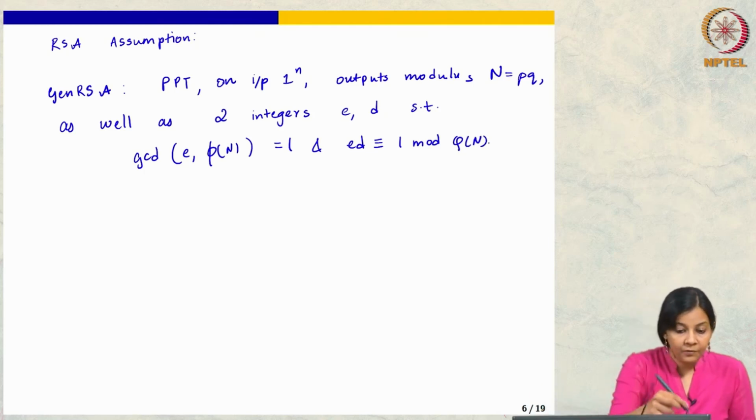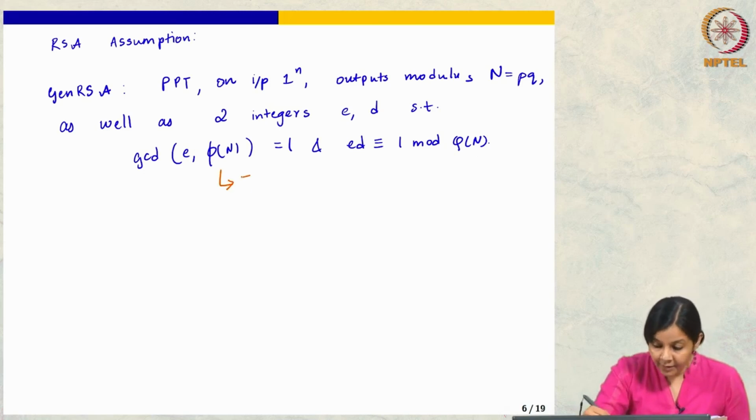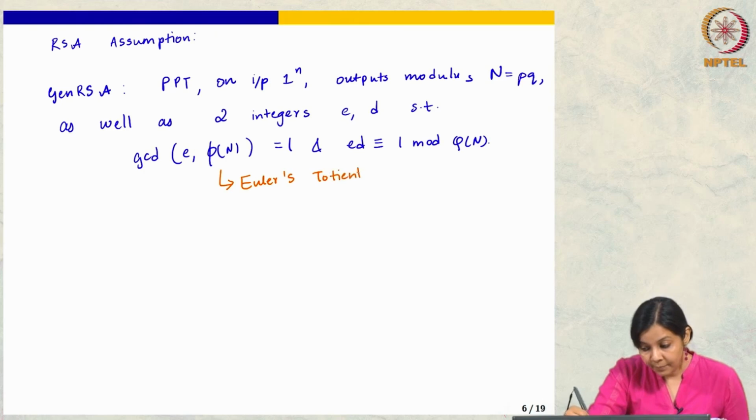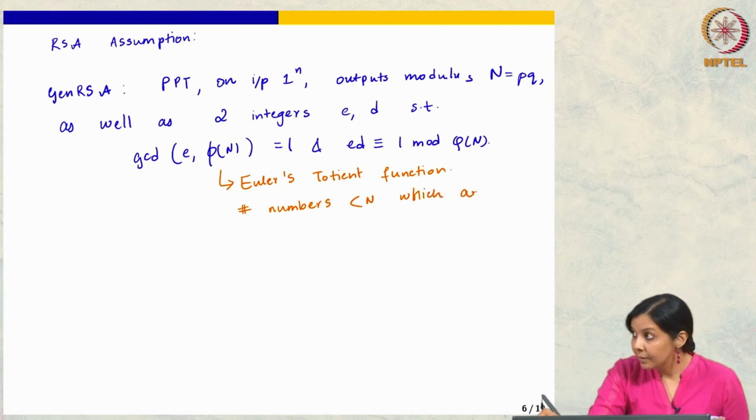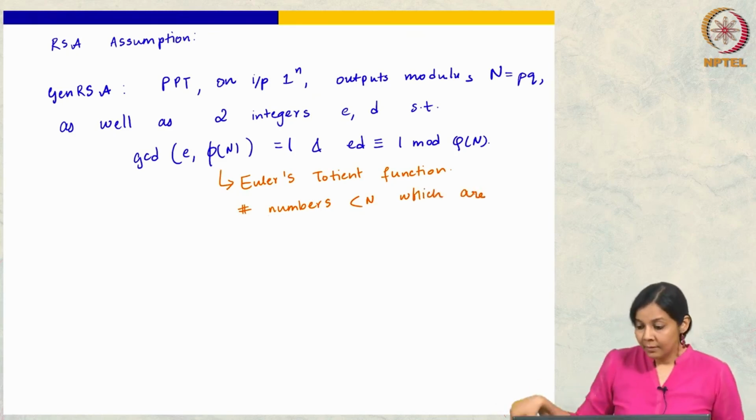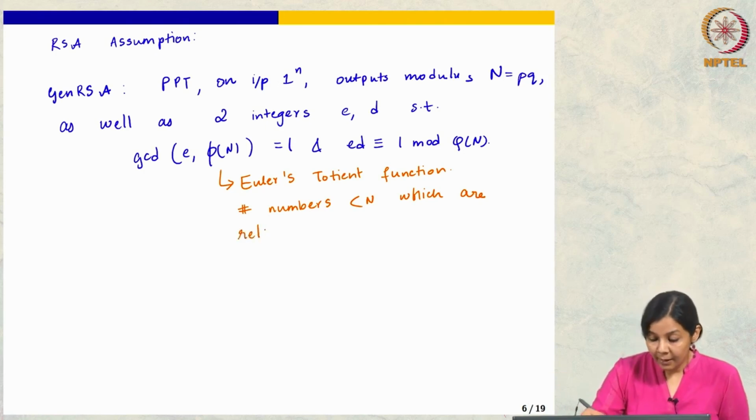Okay, so what is this phi of N? Let's define everything. This is known as Euler's totient function. This is the number of numbers, in fact, less than N which are relatively prime to N.